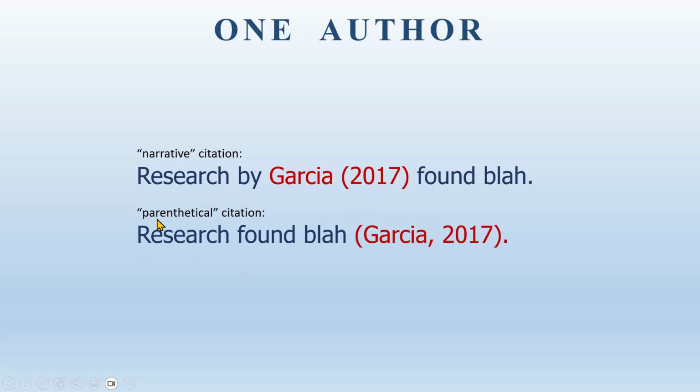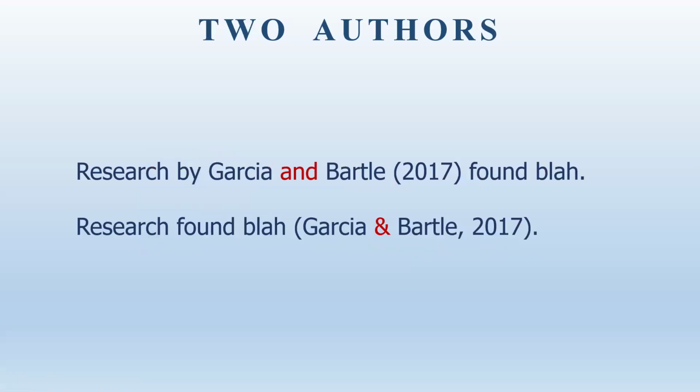The other way to do it is just the straight up parenthetical type where you don't try to work it into your sentence, you just keep it inside the parentheses and put it at the end of whatever fact you are citing. So parentheses, author's name, comma, year. Oh, do notice that the period for the end of the sentence is coming outside that closing parentheses character.